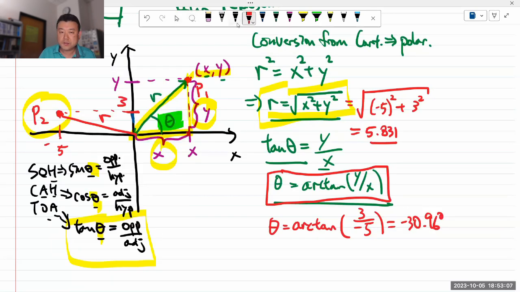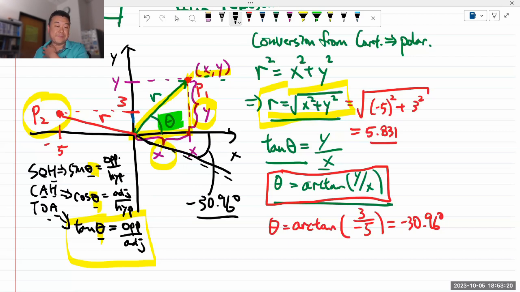And I hope you can obviously see that when I draw the angle of minus 30.96 degrees, that doesn't give me the direction of my actual vector, which is going in this direction. This is something you always have to be careful about whenever you are using an inverse trig function.